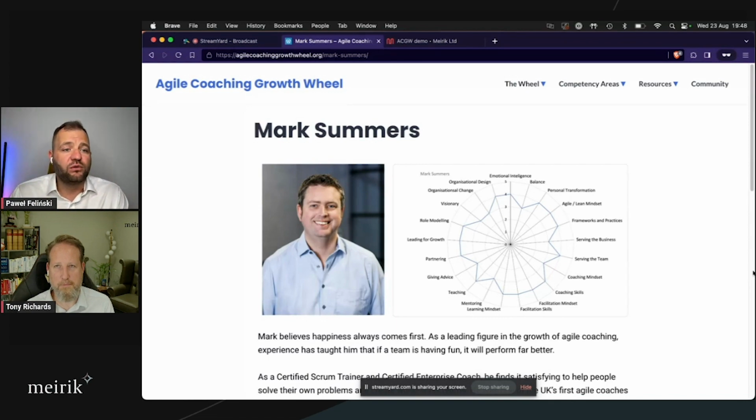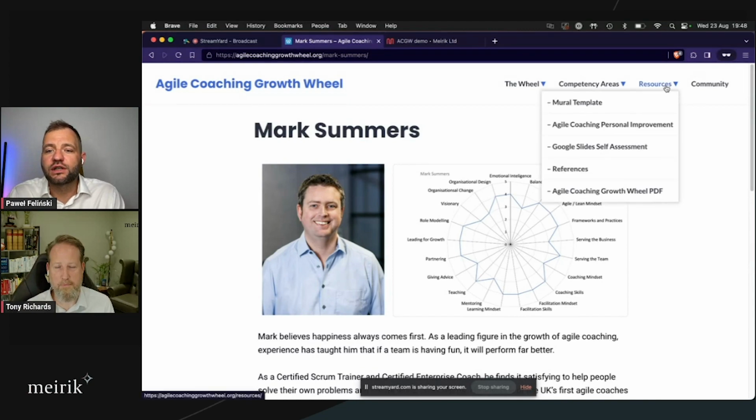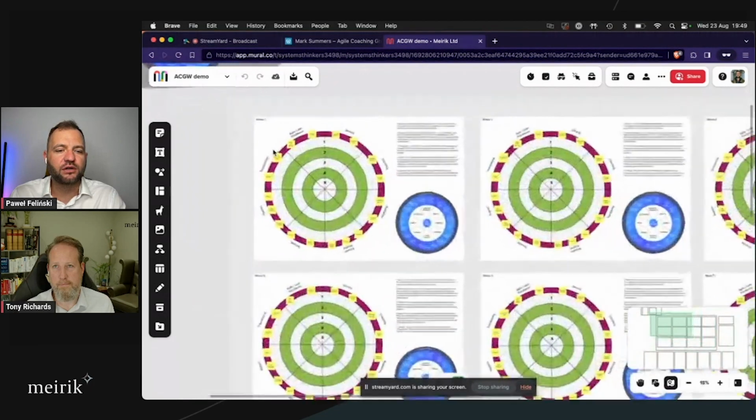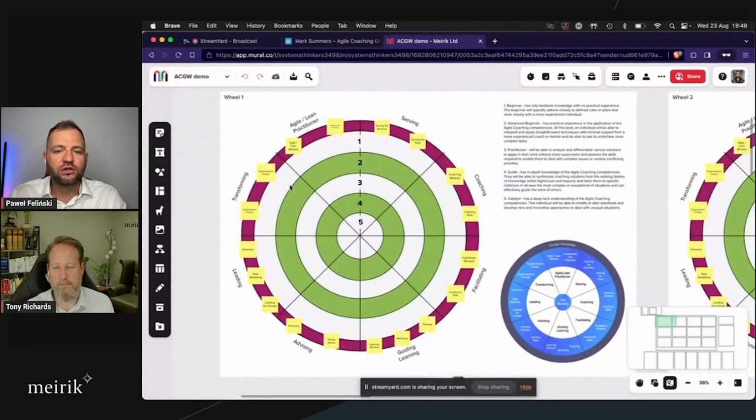And also on the website of the Agile Coaching Growth Wheel, in the resources section, you can find a Mural template. If you open it, you have a ready tool that you can use either individually or with your team, because there are many frames prepared over here. Each frame, as you can see, consists of the competency areas, 8 of them. Self-mastery is somehow skipped over here.